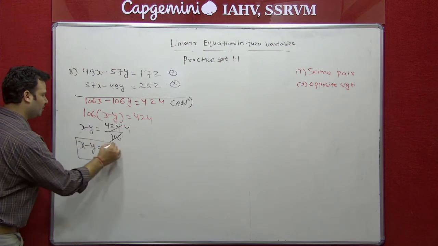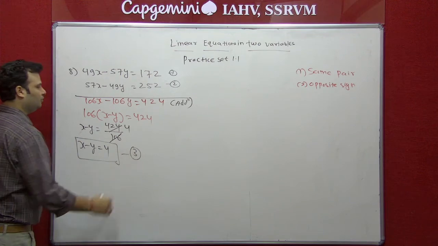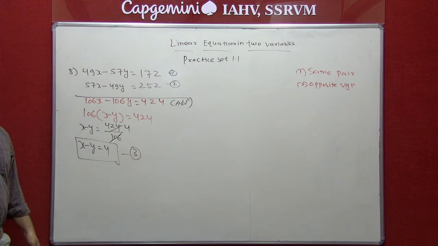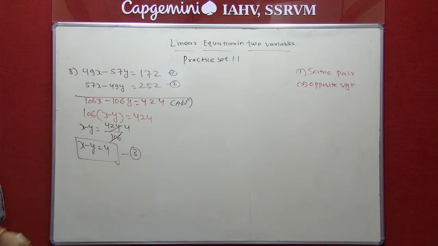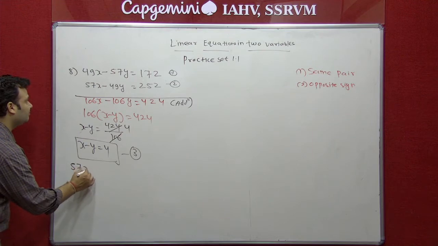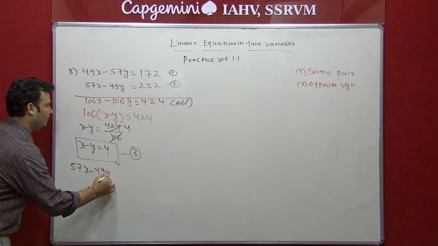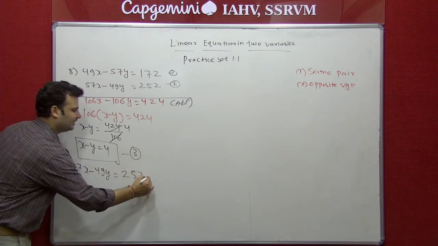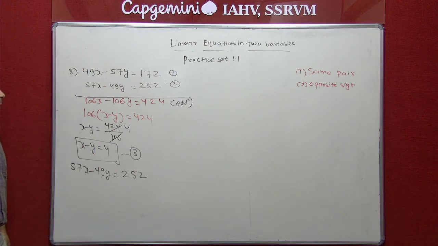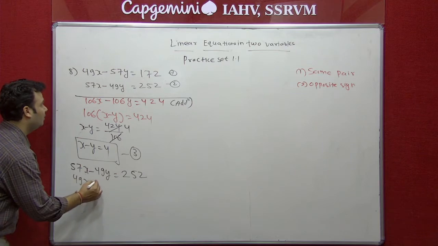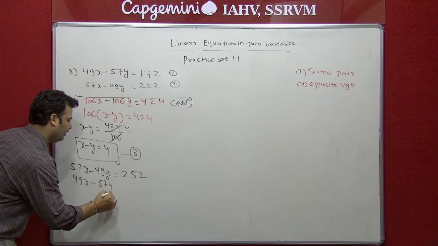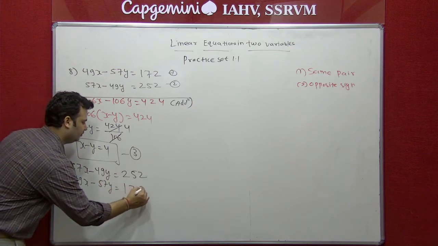So we have the one thing, so this is equation number 2. Now on the same method, we can subtract equation number 2 minus equation number 1. So what is equation number 2? 57x minus 49y equal to 252. Same method like sum number 7. Then 49x minus 57y equal to 172.